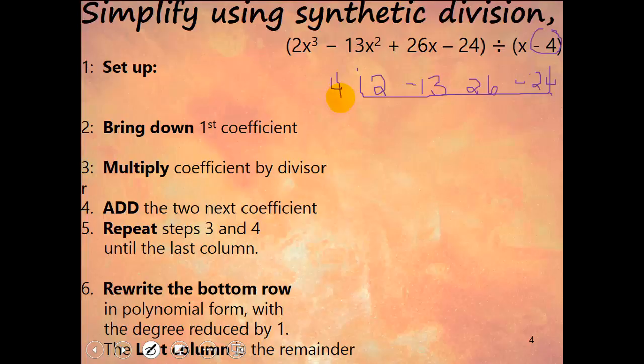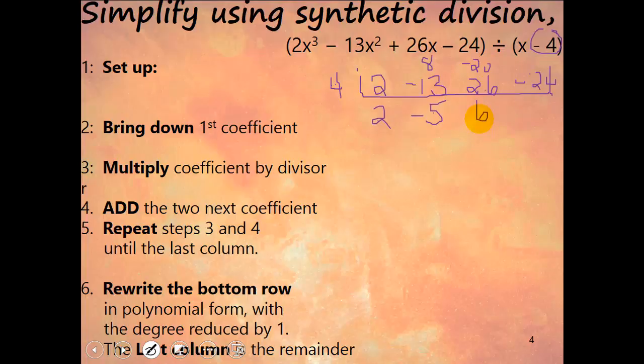Now here's the process. We're going to bring down our 2. Then we multiply this coefficient 2 by the divisor 4. So 2 times 4 is 8, and 8 plus negative 13 is negative 5. That's adding the two together. Now I'm going to repeat steps 3 and 4. I take the negative 5 and multiply it by 4. That gives me negative 20, and I add it to 26, so that gives me positive 6.